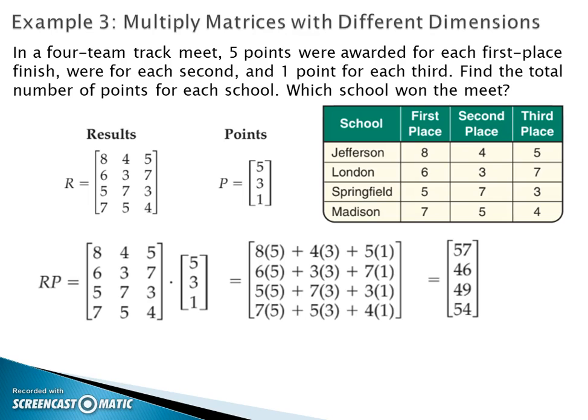The labels for the product matrix are shown here. Jefferson got 57 points, London got 46, Springfield got 49, Madison got 54. Therefore, Jefferson won the track meet with a total of 57 points.